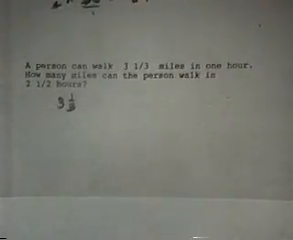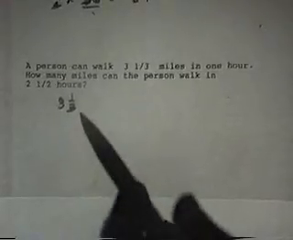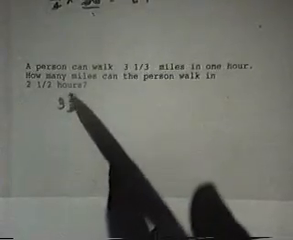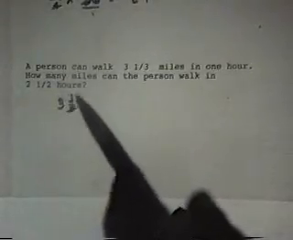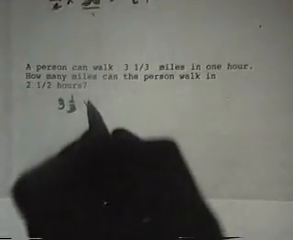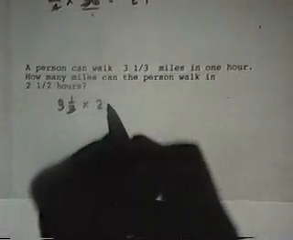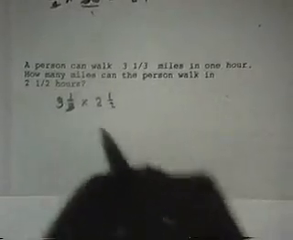Now, that says that 3 1/3 miles you can walk in 1 hour. So what can you walk in 2 hours? Well, 2 times that. What can you walk in 3 hours? 3 times that. So the problem says how many miles can the person walk in 2 1/2 hours? So that means times. So we'd multiply 2 1/2.